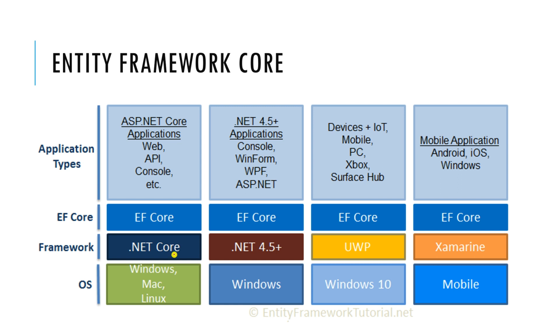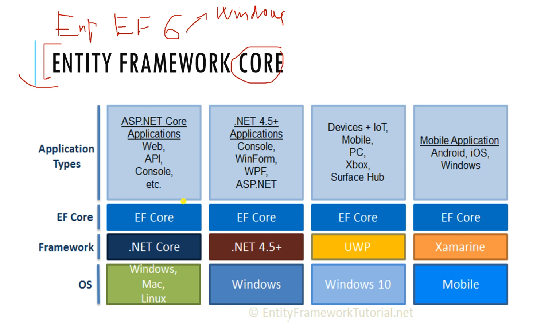So next, I will introduce Entity Framework Core. Previously there was the EF6 framework. This framework was only for Windows. And nowadays, almost all companies have changed to Entity Framework Core. As you see here, it has a lot of applications: ASP.NET for web, API, console, .NET Framework applications, WinForm, WPF. It can work on a lot of operating systems, for example, Windows, Mac, Linux, or mobile.